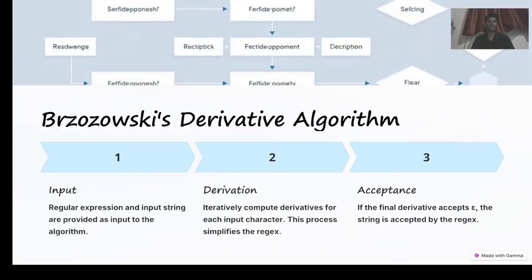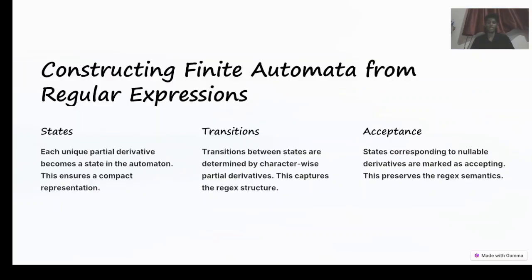Next, the Brzozowski derivatives algorithm. In this, firstly, input, derivation, and acceptance. Firstly, in the input, a regular expression and the input string are provided as input to the algorithm. In derivation, iteratively compute derivatives for each input character. This process simplifies the regex. In the acceptance, if the final derivative accepts epsilon, then the string is accepted by the regex.